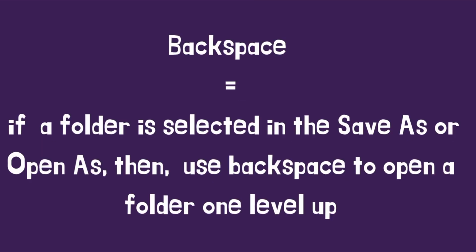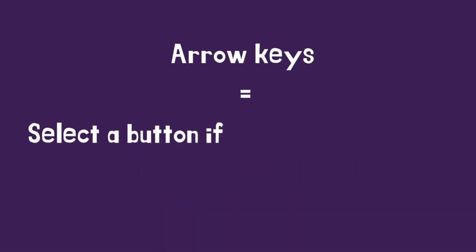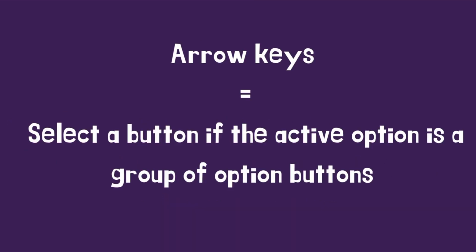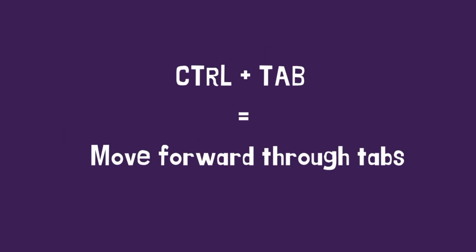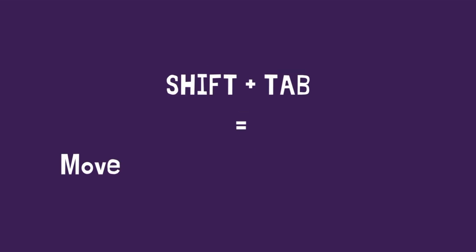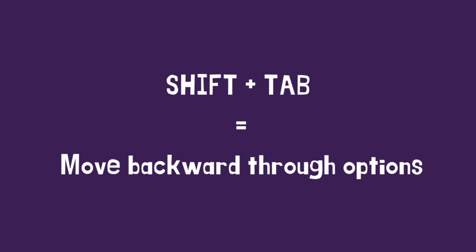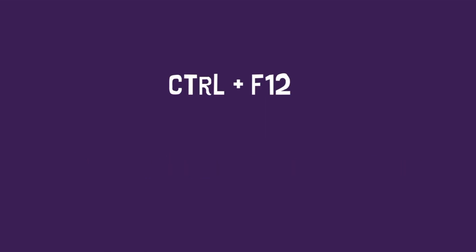Press Backspace: if a folder is selected in the Save As or Open dialog box, then use Backspace to open the folder one level up. Press the arrow keys to select a button if the active option is a group of option buttons. Ctrl plus Tab will help you to move forward through tabs. Shift plus Tab will help you to move backward through options.